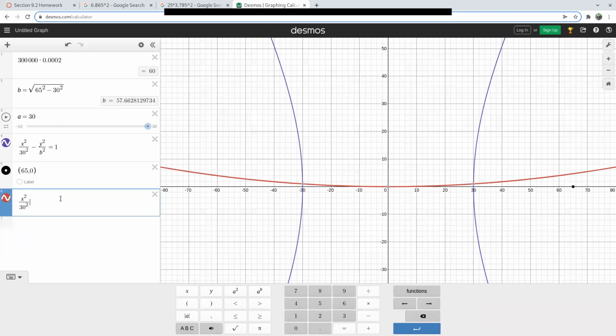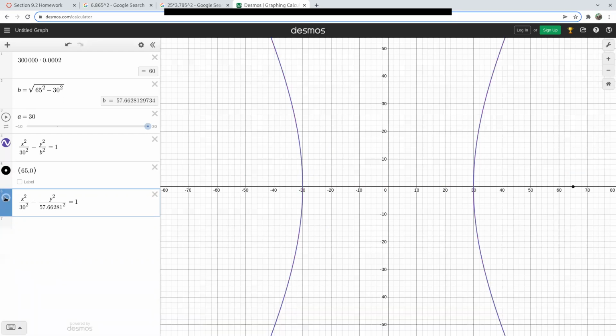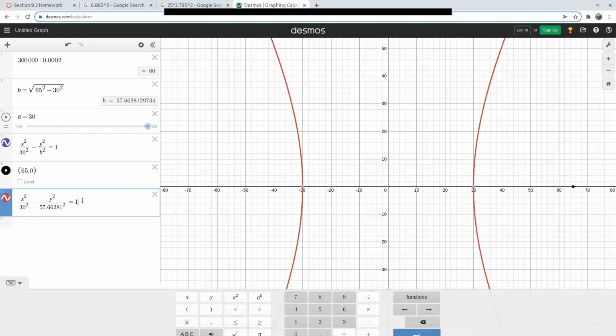Plus, no, minus hyperbola, not an ellipse. Y squared over, and when in doubt, I usually go to like 5 decimal places on this homework system. So 57.66281. And then don't forget to square that sucker. And then that should equal 1. And again, it looks like the red sits on top. It's not exactly the same, but it's close. I have a slightly different set of decimal values on my second version there.